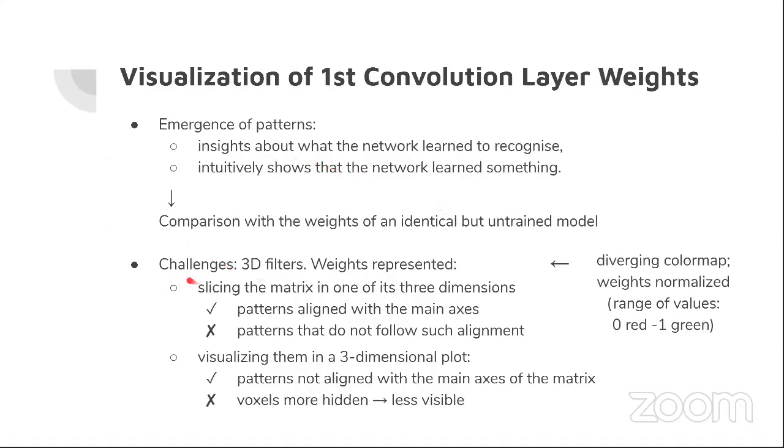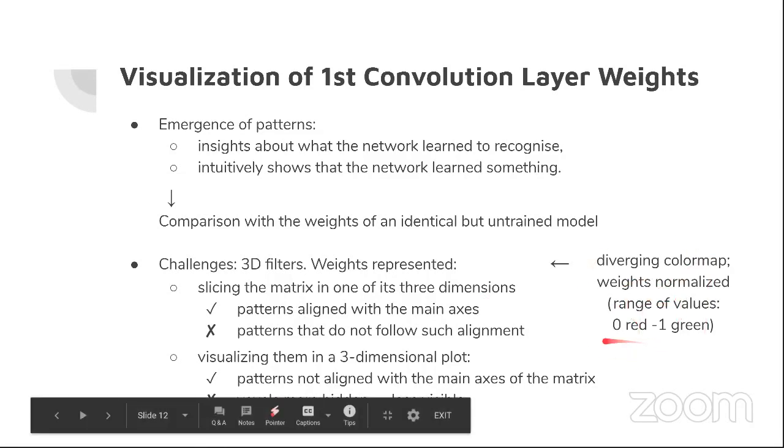The 3D nature of the filters posed a challenge, and to solve this we visualized the weights in two ways. First, we sliced the matrix of the filter in one of its three dimensions, and also we visualized the matrix as a 3-dimensional plot. The weights were first normalized to a range of values between 0 and 1, and then plotted with a diverging color map. Can you show the next slide, please?